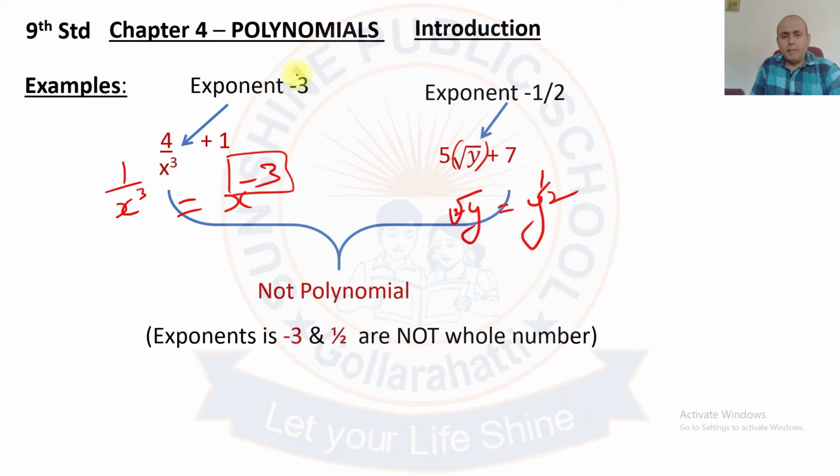Here we got the exponent minus 3 and 1 by 2 are not whole numbers. That means for polynomials, the exponent should always be a whole number, a positive number. If it has a negative value or a fractional value, we will not call it a polynomial.